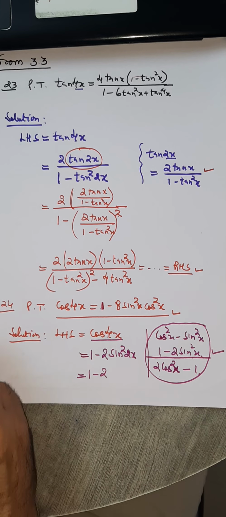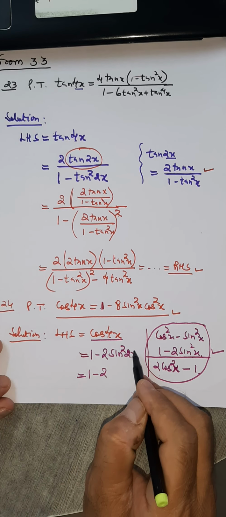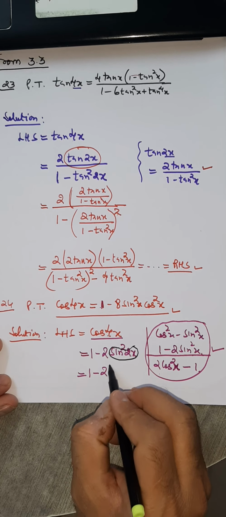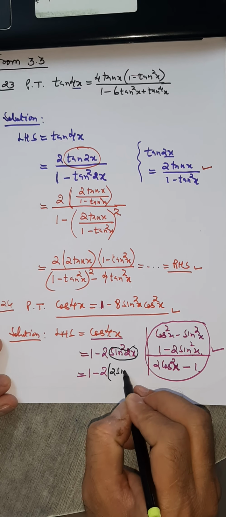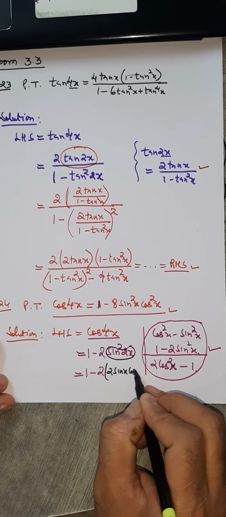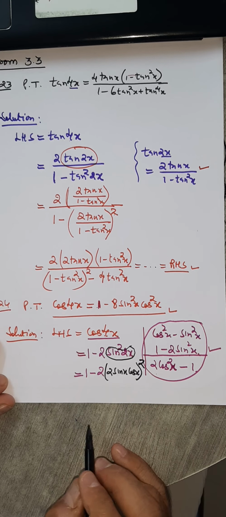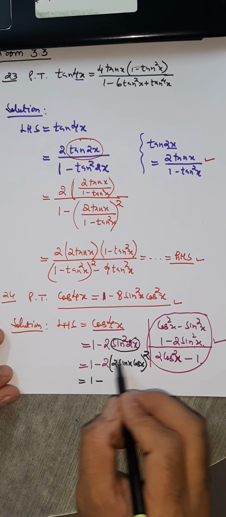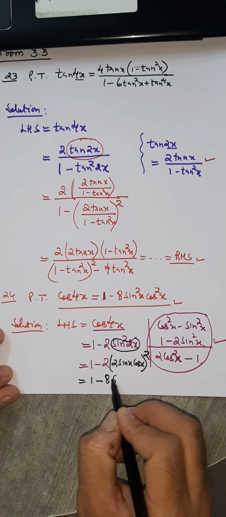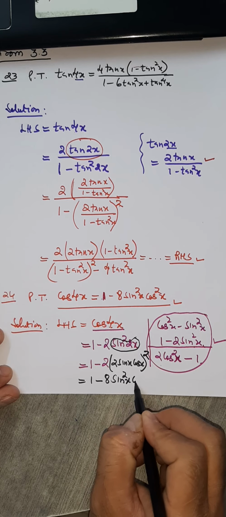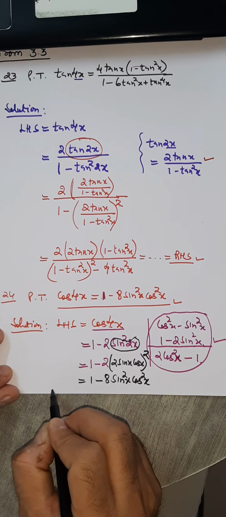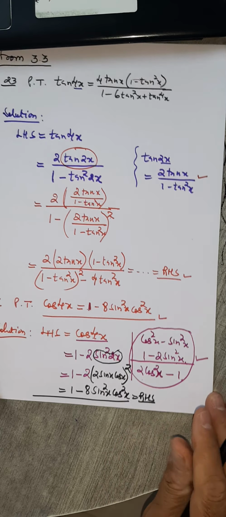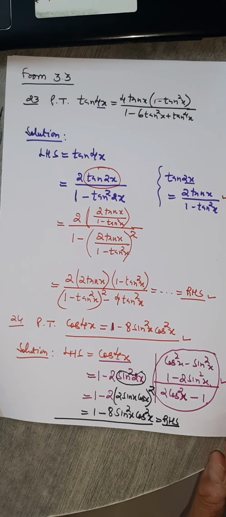Now write the formula for sine 2x. What is that? 2 sine x into cos x, the whole square. So finally, this is 1 minus 2 square is 4, into 2, 8. This is sine square x into cos square x. This is your RHS, and therefore you are through. LHS equals RHS.